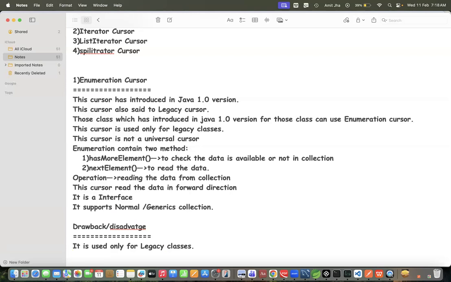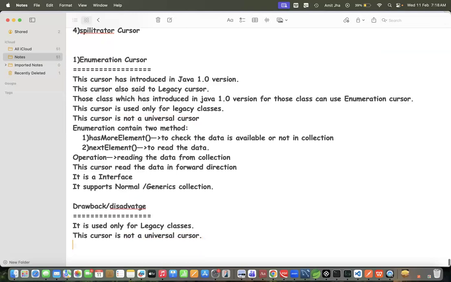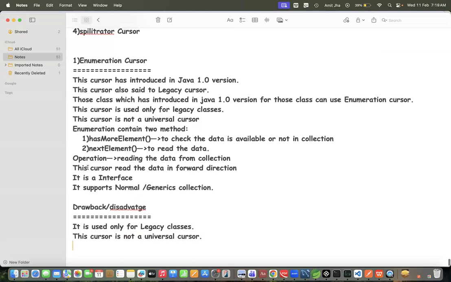It is not a universal cursor. This is also a drawback, right? This is not a universal cursor. If the cursor were universal, you could use it for any classes. Yes or no? It only reads in the forward direction. This is also a disadvantage. This cursor reads the data in the forward direction only. That is also one of the main disadvantages.